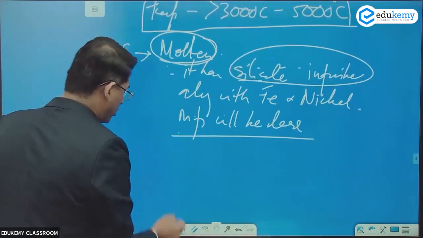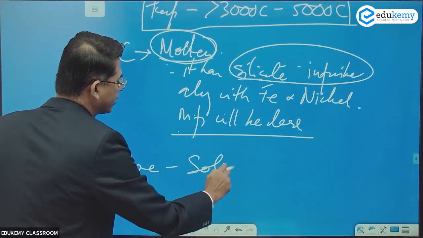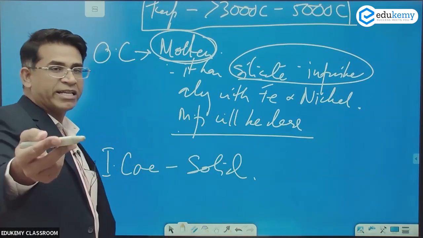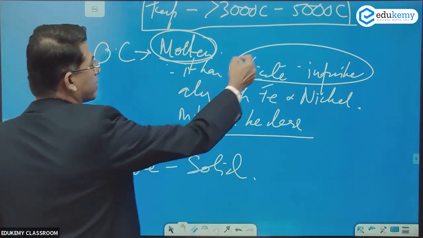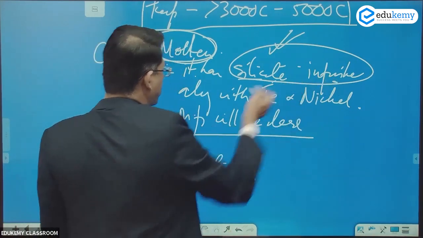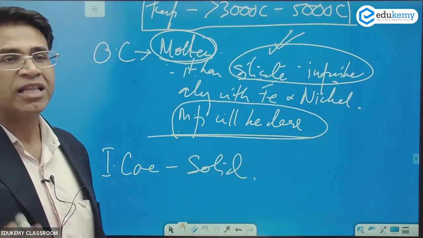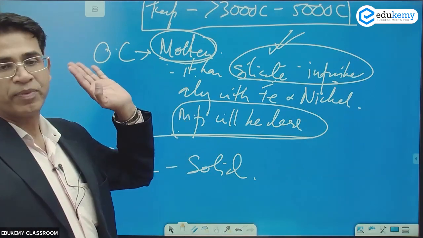Whereas the inner core is solid. For those with a non-science background or those who have forgotten, you have to remember that the outer core has silicate impurities, because of which the melting point is less. The inner core is solid.